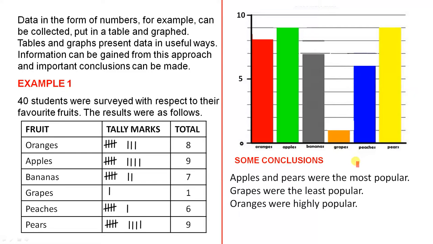So some conclusions. Apples and pears were the most popular. You can see here and here the columns are equal height, and that's why apples and pears were the most popular. Grapes were the least popular, because that's the shortest, and oranges were highly popular. So oranges are up here, so they were highly popular.